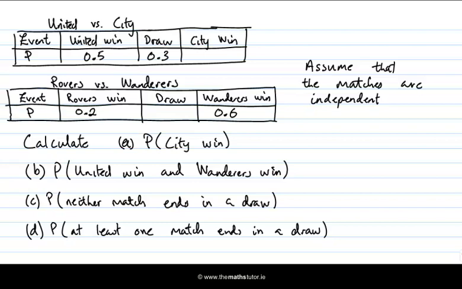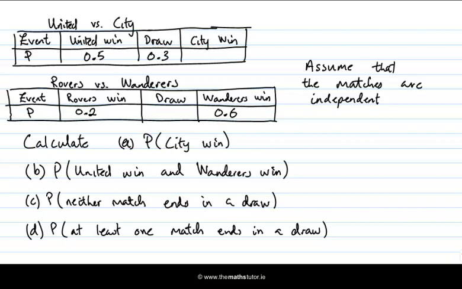And we can estimate the probabilities of various outcomes. So we estimate that the probability that United win is 0.5, the probability of a draw is 0.3. And we estimate that the probability that Rovers win is 0.2 and the probability that Wanderers win is 0.6.